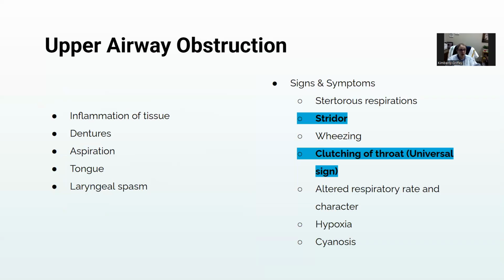If you have an upper airway obstruction, you can have inflammation of the tissue. It could be due to dentures, aspiration. Your tongue can cause that. You can also have a laryngeal spasm.